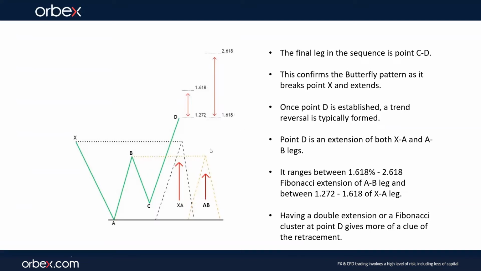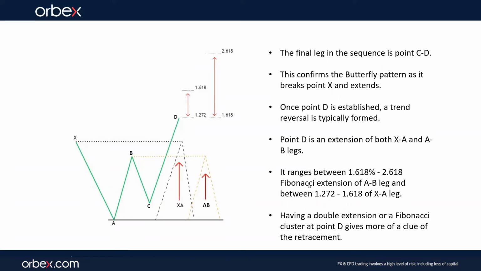So the final leg in the sequence is point C to D. And this confirms the butterfly pattern as it breaks point X as it extends. So the Gartley pattern did not break point X. We fell below point X, but with a butterfly, we are finishing above point X. So that's one good way to identify the butterfly pattern. Point D is an extension of both X to A and A to B legs. So what that means is there's an extension of A up to X and back down to A, which gives us the 1.272 and 1.618. So D could fall anywhere between these two.